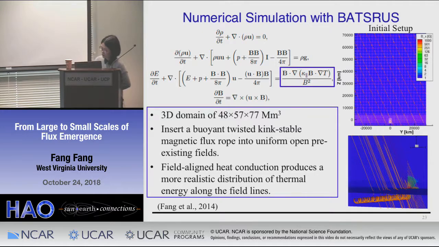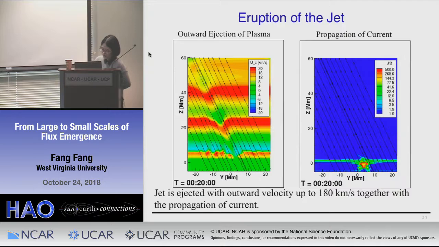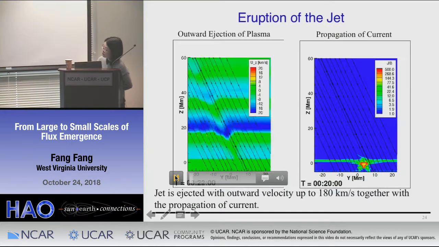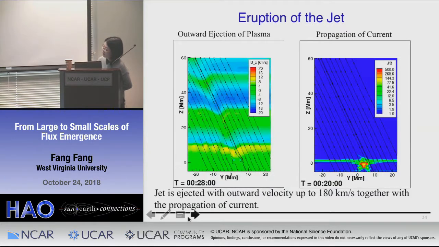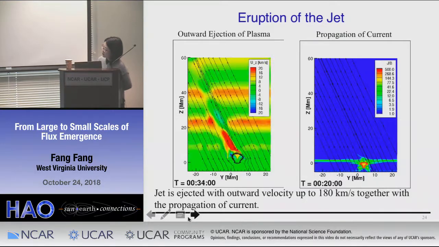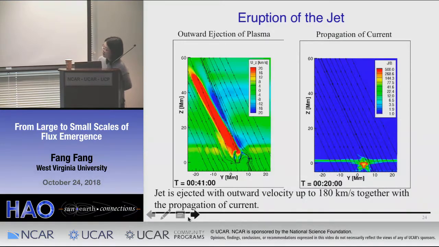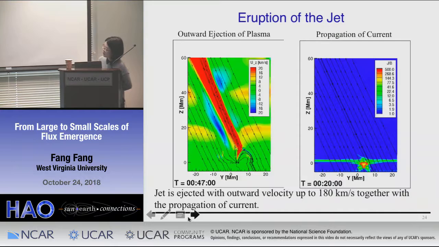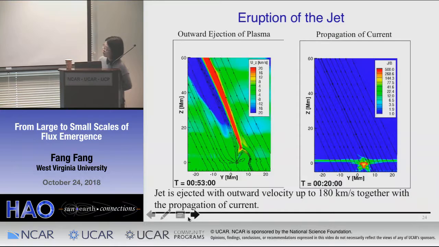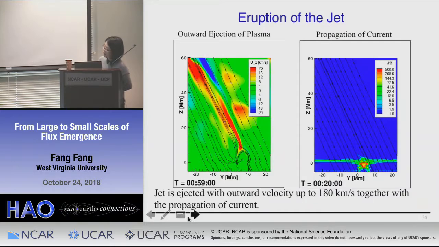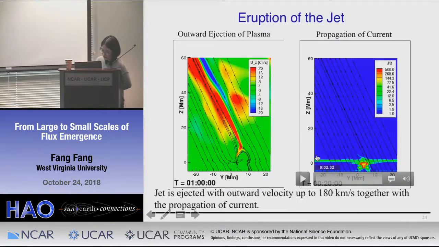We want to study the eruption of the jet due to the reconnection of the two flux systems. So on the left here is showing you the outward motion of this plasma. After 30 minutes, it starts to approach the coronal region and produce a reconnection here, and also outward motion of plasma. And on the right here is showing you the propagation of current.